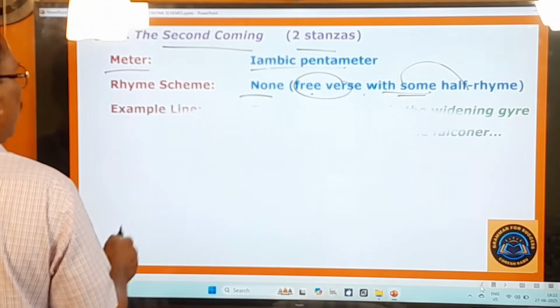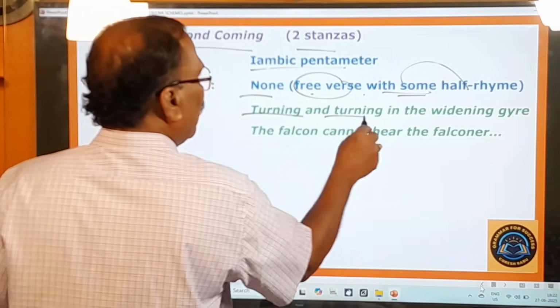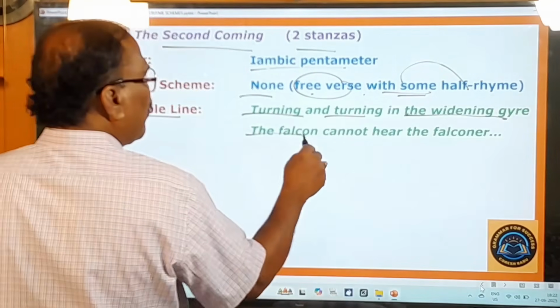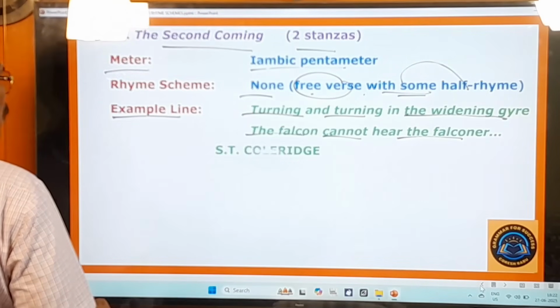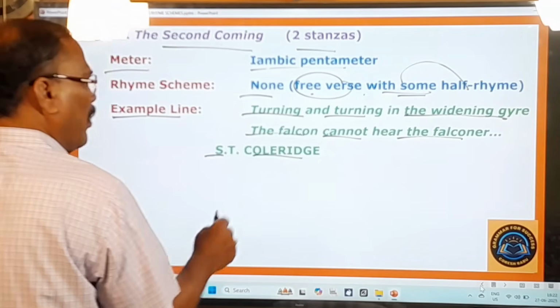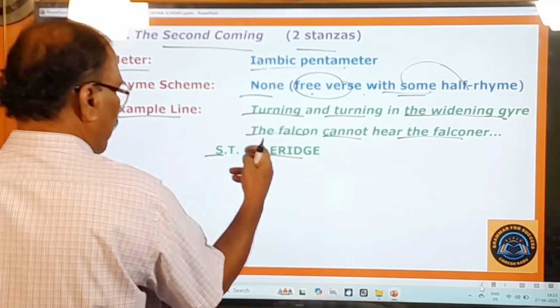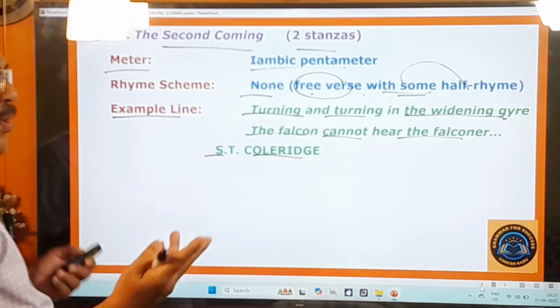And here you pay attention. Example: turning and turning in the widening gyre, the falcon cannot hear the falconer. Okay, and you go to the next poem of S.T. Coleridge, Samuel Taylor Coleridge. It is a famous poem, you know very well.